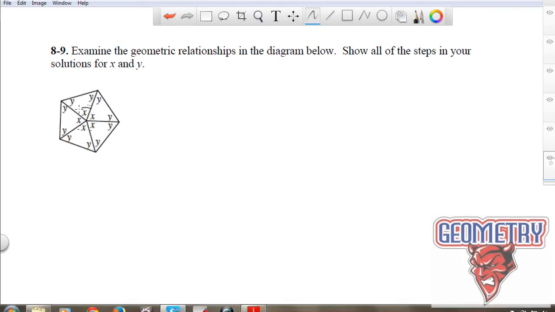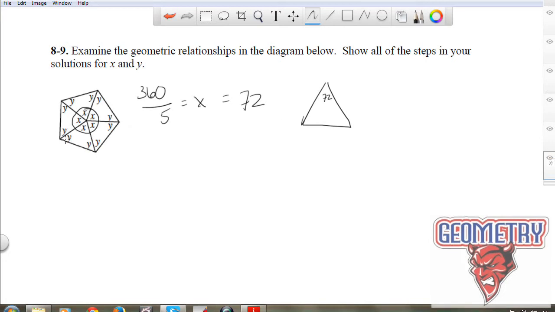Well, I do know that all these angles in the center here are going to add up to 360, right? Because all those angles together make a circle, and there's 1, 2, 3, 4, 5 of them. So 360 divided by 5 is going to give the value of x. And 360 divided by 5 ends up being 72 degrees. So the value of x in that triangle is 72 degrees.